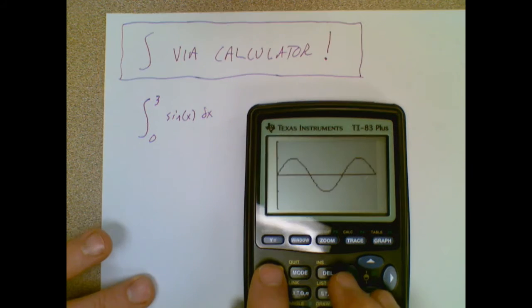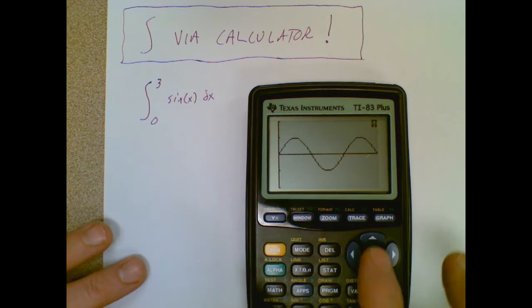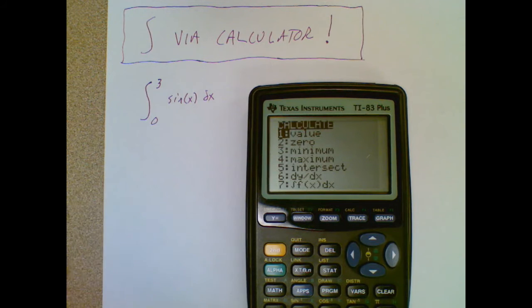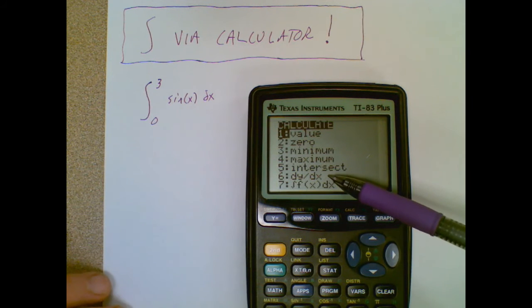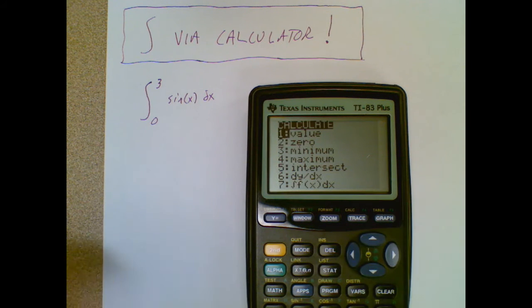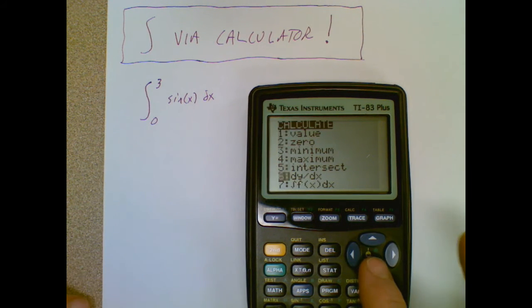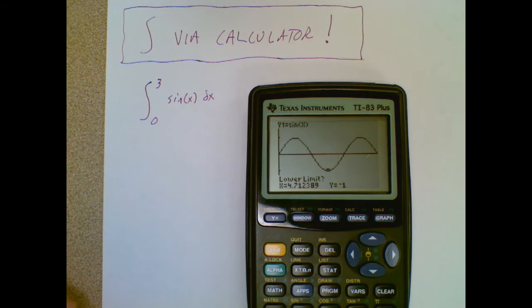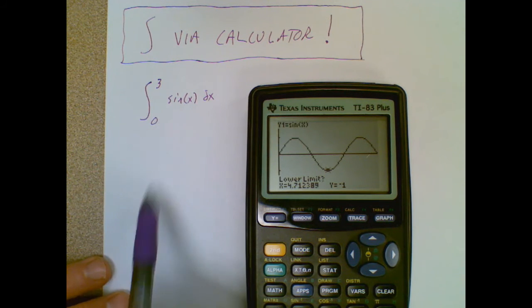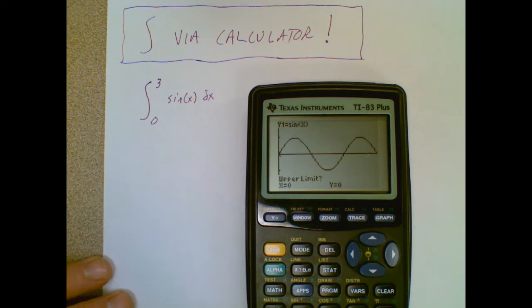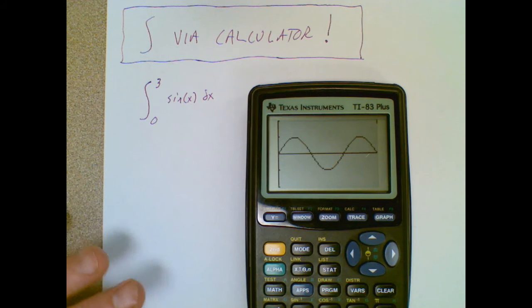I hit on my calculator the second button and then calc. And you notice that there's where your dy dx is located, where you can do a derivative value. And right beneath it is the integral. And it just asks for the lower limit of 0, asks for the upper limit of 3, and here's why I like this method.